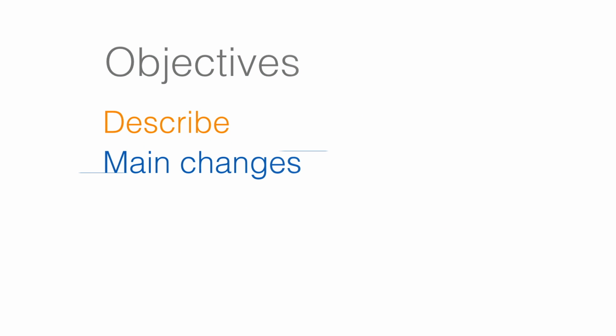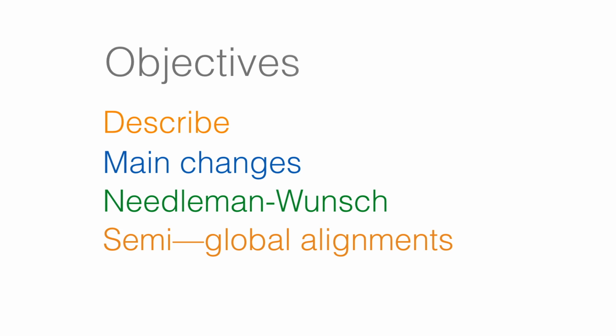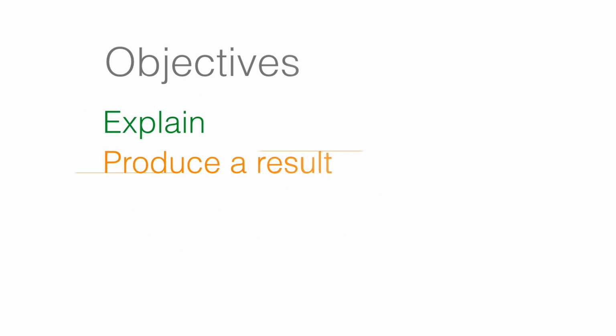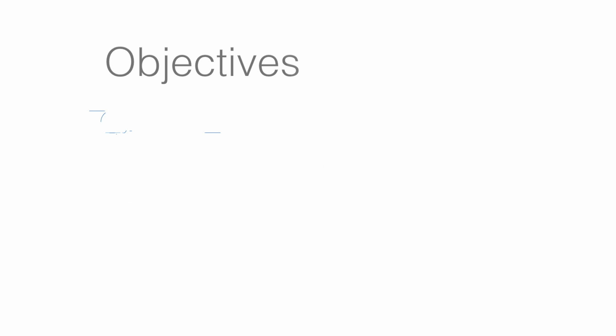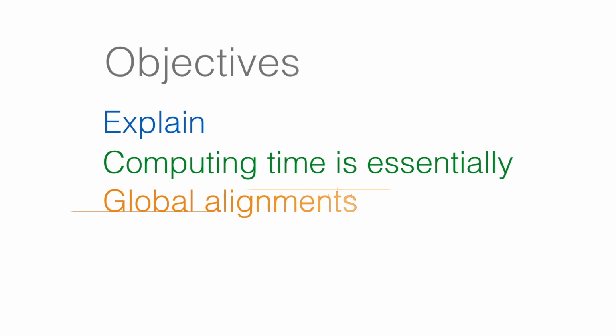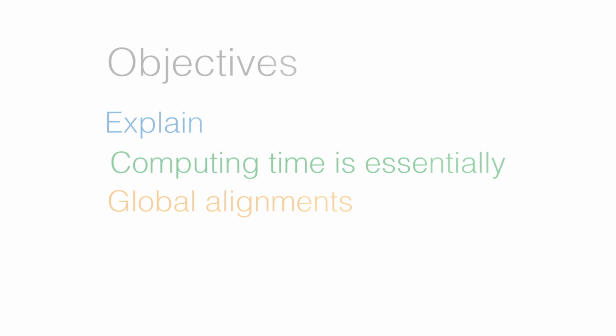Describe the main changes in the Needleman-Wunsch algorithm that allowed the computation of semi-global alignments. Explain why these changes produce a result that is consistent with the abstract notion of semi-global alignment. Explain why the computing time is essentially the same as in global alignments.